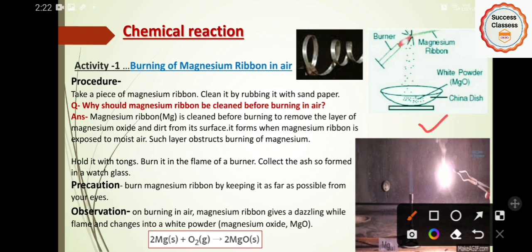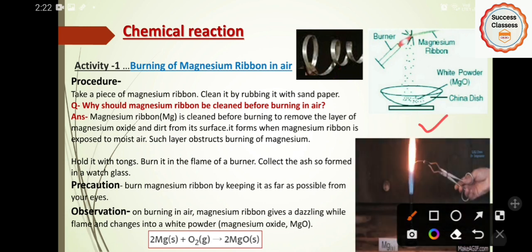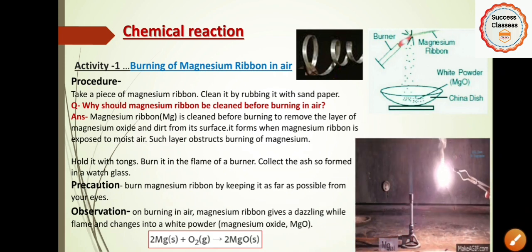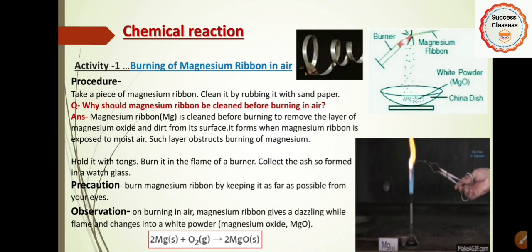So here you can see this in the figure. So we have to take a precaution that magnesium burns.